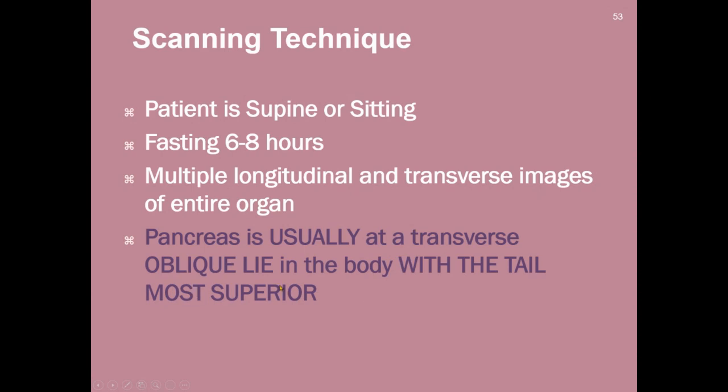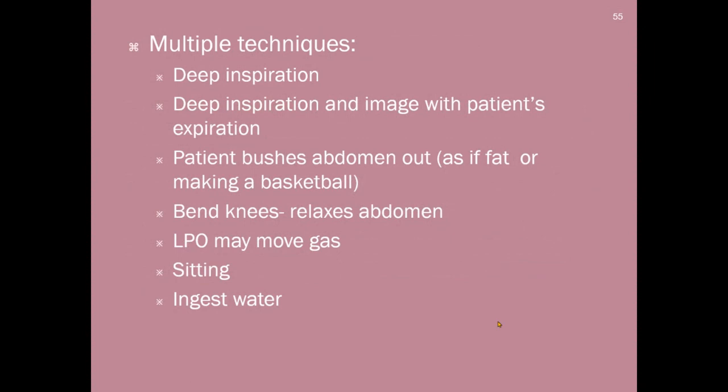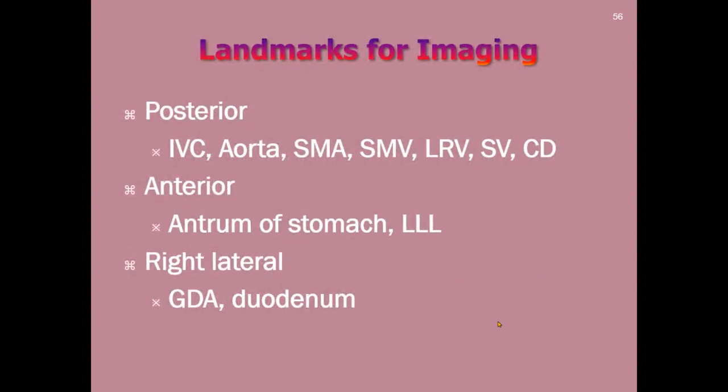Don't forget the pancreas lies obliquely in the body with the tail most superior. So if you're scanning it and your transducer is not oblique, you more than likely do not have the entire organ. And how oblique it is varies on every patient. Big breath in, poke your belly out, drink, many different things that you can try. Use the liver as a window in just different ways that we talked about. Landmarks are just listed here for you.